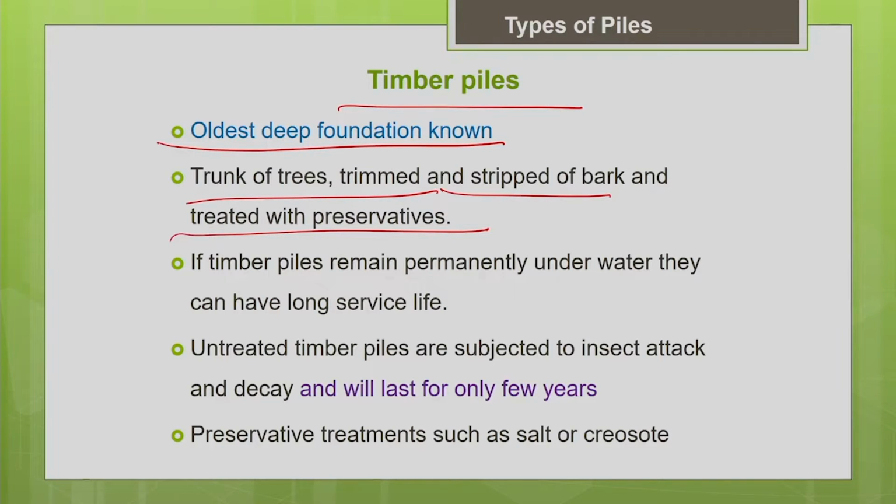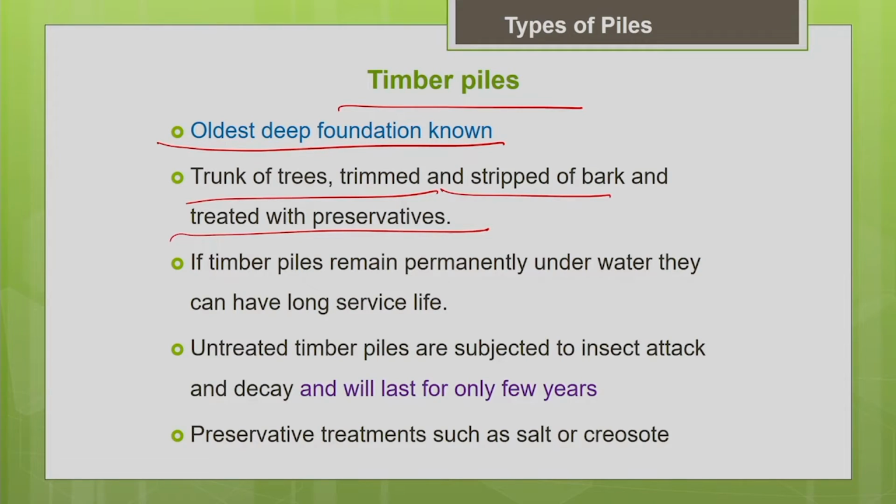Particularly when the timber piles are subjected to a fluctuating water table, you can see the issues of rotting and insect attack. This is because for the rotting mechanism, you need the presence of both water and air. That is why timber piles which are permanently submerged in water are not susceptible to rotting or insect attack.